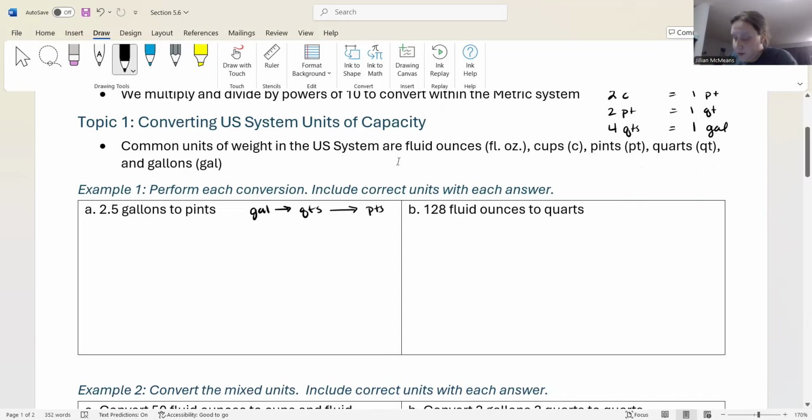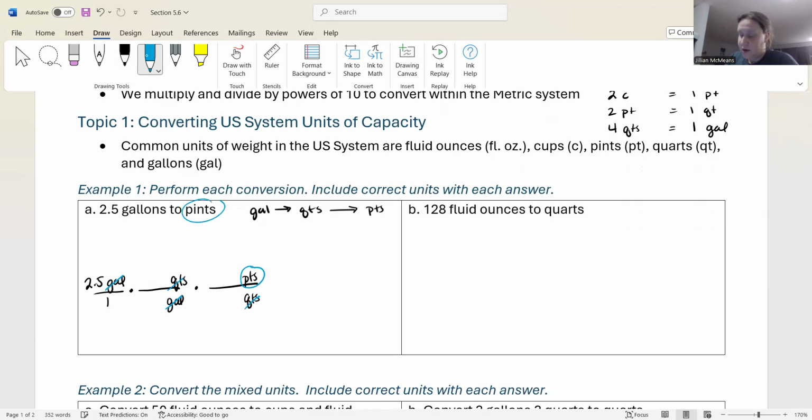So let's start with the 2.5 gallons, and I like to just put it over 1. Now, my first unit fraction needs to convert gallons to quarts. So I want gallons in the denominator so that gallons cancel, and I want quarts in the numerator. And then for my second unit fraction, I want the quarts to cancel, so I need quarts in the denominator and pints in the numerator. So let's see what that's going to look like. Well, the gallons cancel, the quarts cancel, and we're left with our desired unit in the numerator, which is exactly what we want. So it's kind of like the last unit standing in our dimensional analysis problem needs to be the one that we're hoping to convert to.